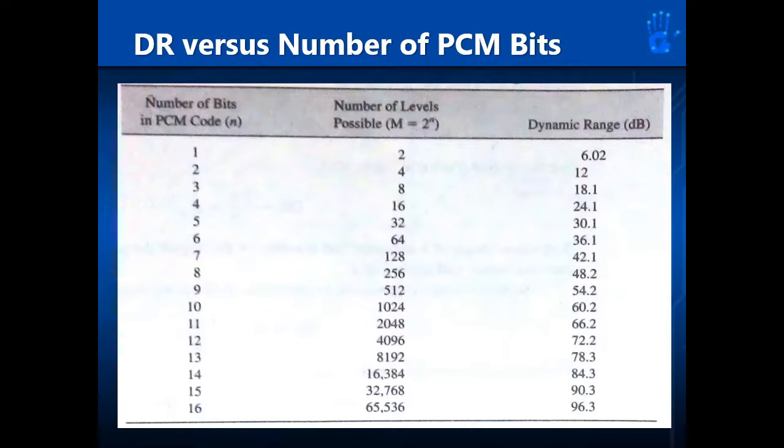Dynamic range versus number of PCM bits required. As you can see in this table, as the number of bits in PCM code increases, the number of levels possible also increases, and the dynamic range, expressed in decibels, would also increase.